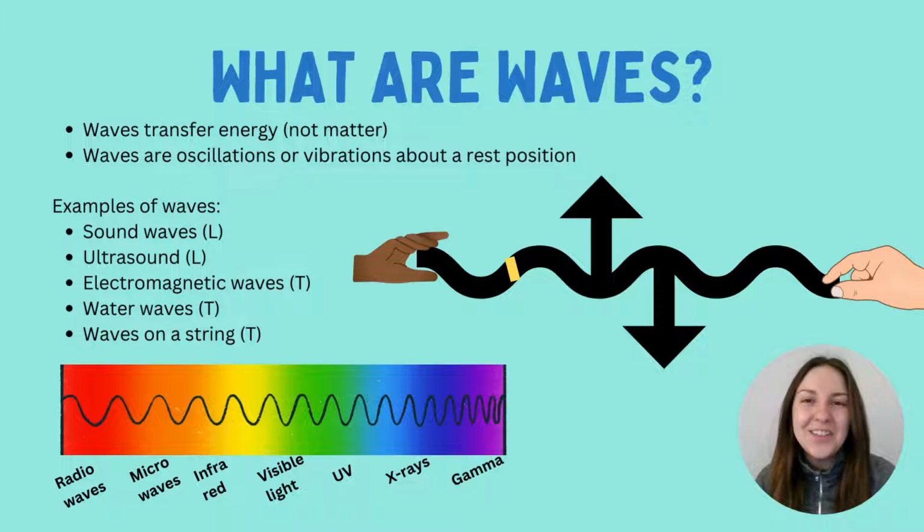Anyway, let's get started. So what are waves? Waves are an oscillation or a vibration at a fixed point, and they essentially transfer energy, which is measured in joules, but they don't transfer matter.